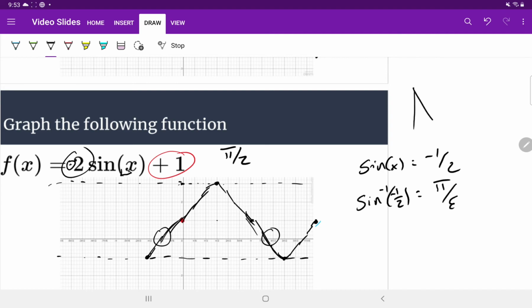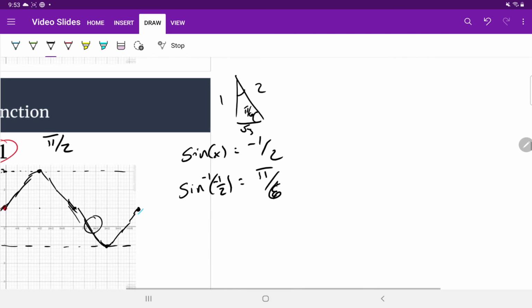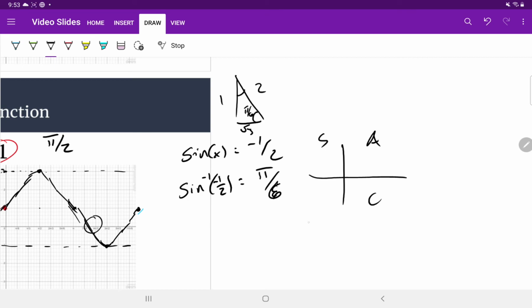Let me draw my special triangle just to make sure. 1, 2, √3. And then down here would be the pi over 6, yeah. So pi over 6, except it's not going to be pi over 6. Pi over 6 is our reference angle. So I have to think where sine is negative, and sine's negative down here, so in this quadrant or that quadrant. So what would that be? This would be 7 pi over 6 or 11 pi over 6.